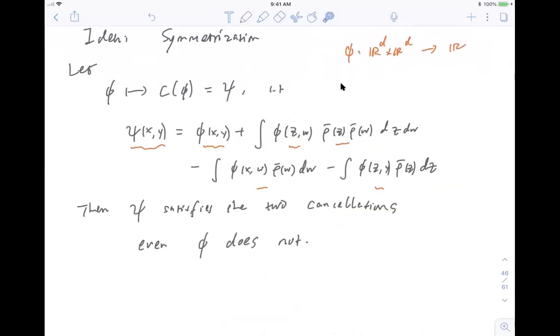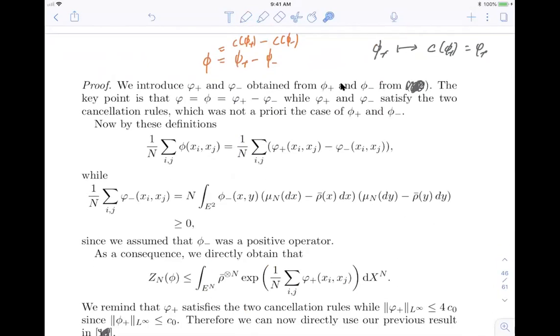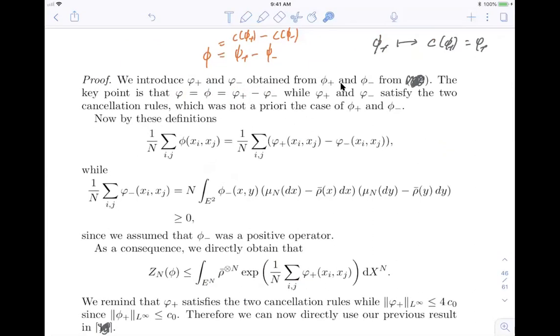If phi here satisfies the two cancellation properties, this term is zero, this is zero, this is zero, right? So its symmetrization is itself. Okay. So that's why phi, the symmetrization, equals itself and equals the symmetrization of the positive part plus the symmetrization of the negative part. So now after symmetrization, phi plus and phi minus both satisfy the two cancellation rules, okay? But a priori, phi plus and phi minus might not satisfy these two cancellations.